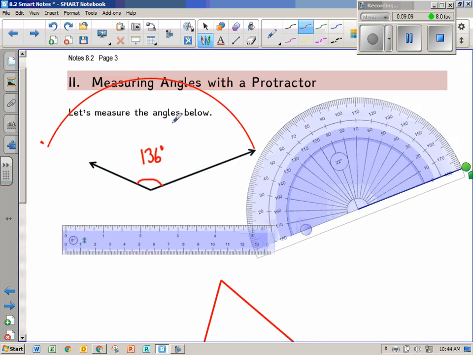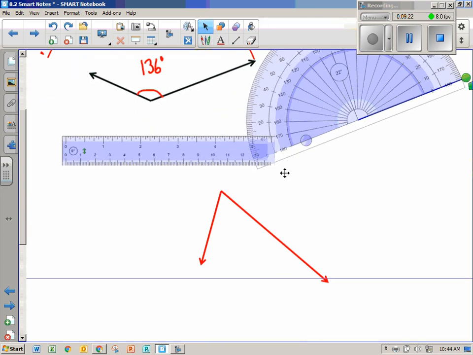The degree symbol is actually open. Mine looks closed, but that's because it's just hard to write with this marker. Let's see if I can do a better job measuring this next one. But we knew from the beginning it was going to be greater than 90 degrees. Well, let's try this one.